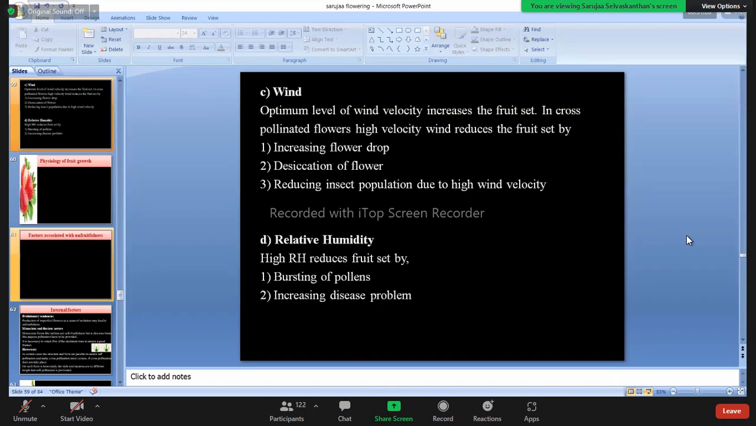And what are the factors that influence the fruit set, right? Genetic factor and environmental factor. Genetic factor, one is stigmatic condition, and the other is pollen condition. Environmental factor, soil factor and climatic factor. Soil factor, soil nutrient, soil moisture content. Climatic factor, temperature, wind, RH, rainfall, right?